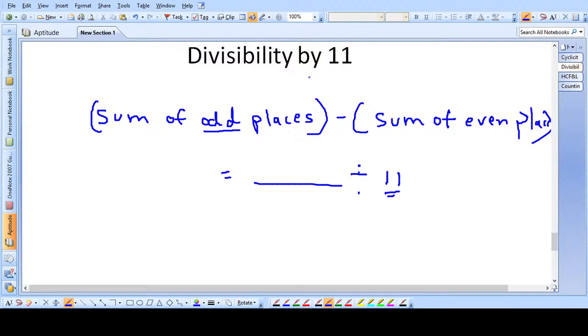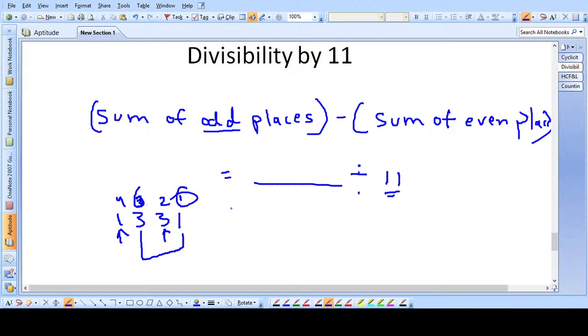So let's quickly take one example. I will take 1331. What are the digits in the odd places? Start from here, 1 2 3 4. Sorry, these are the odd places.